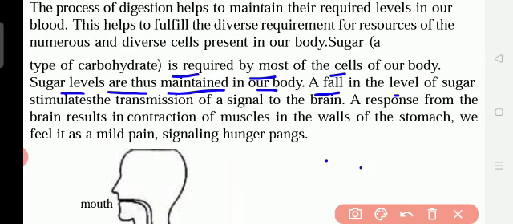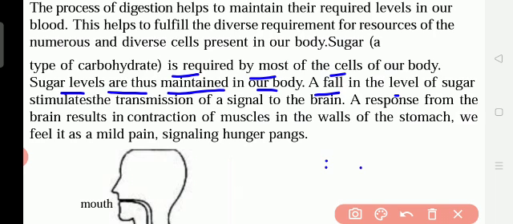When the food is digested and energy is released, our stomach becomes empty. Waste products also go outside. Our stomach is empty, so we feel hungry. Hungry means bhook lagta hai.